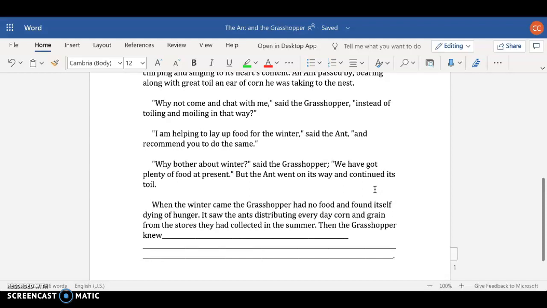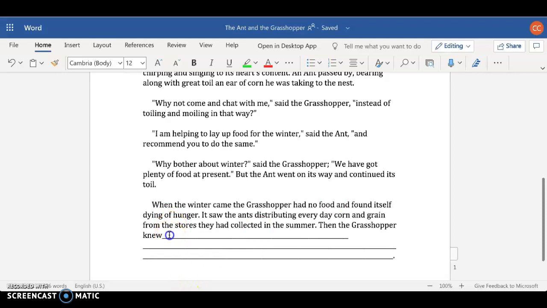When the winter came, the grasshopper had no food and found itself dying of hunger. It saw the ants distributing every day corn and grain from the stores they had collected in the summer. Then the grasshopper knew, lesson learned, that he should have listened to the ant and been more prepared.